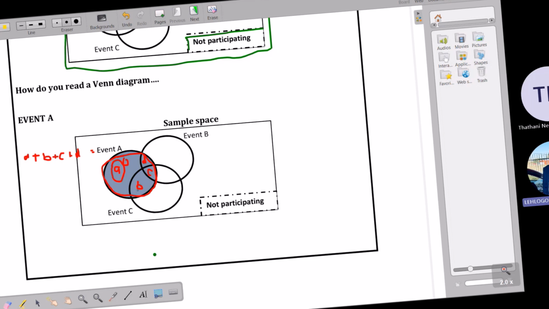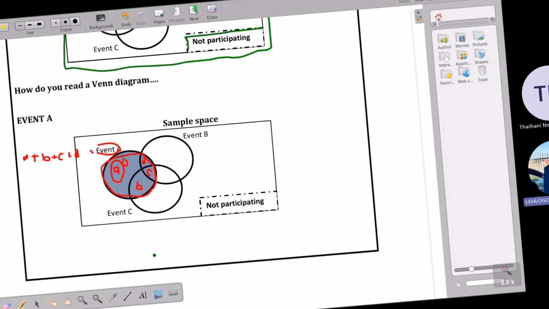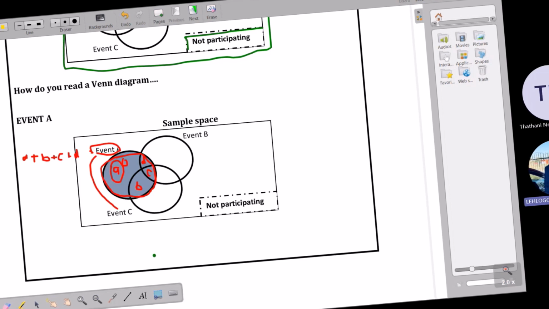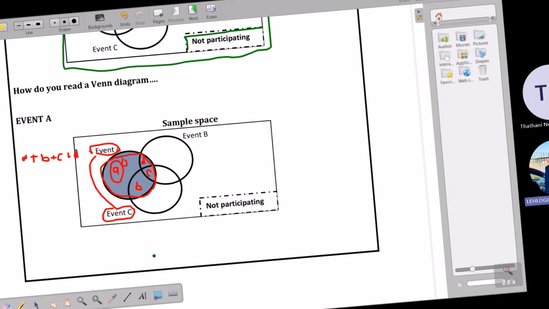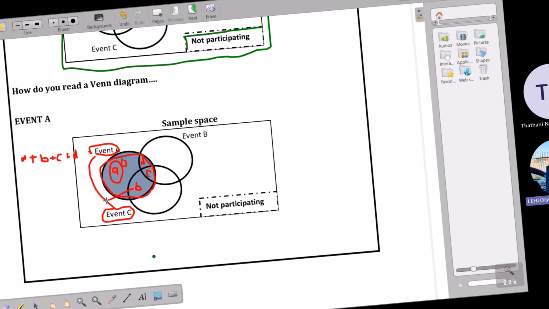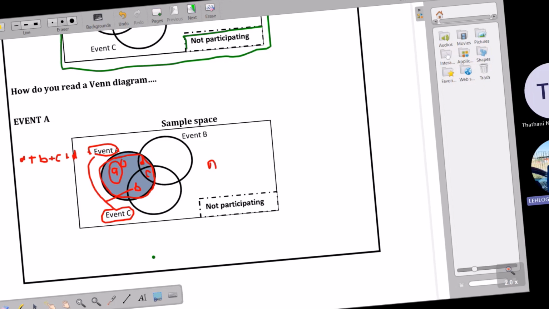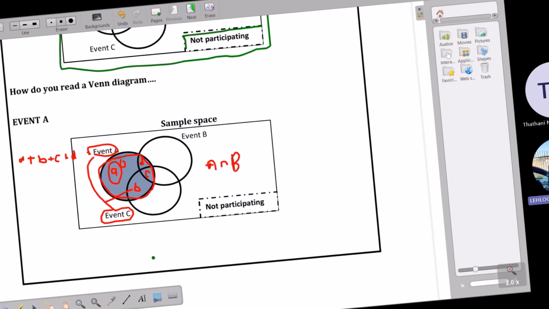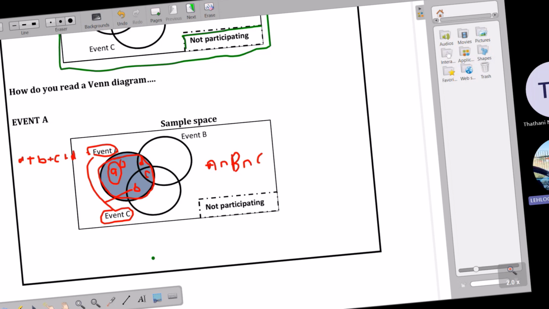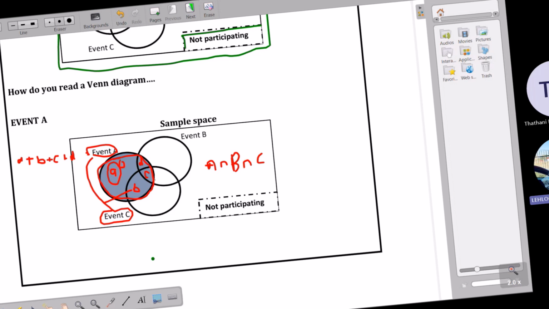And then we have the category of b. Category b are the ones participating in event A and event C at the same time. So they are participating in event A and event C only, this one, small b. And then the ones in category c are participating in event A, and also in event B, and also in event C. So the probability of event A and B and C, all three of them, is represented by the number in the small c.